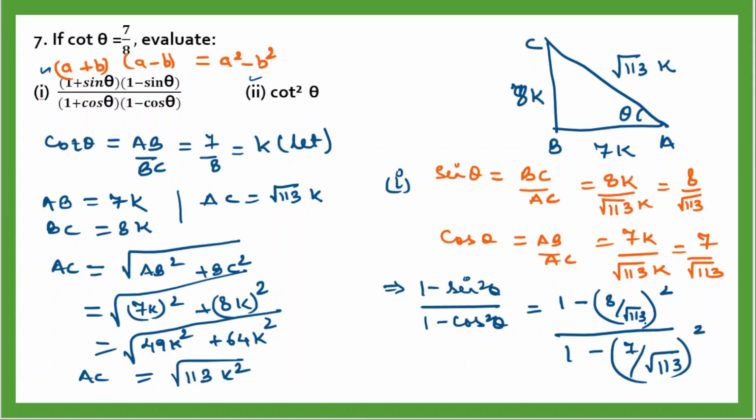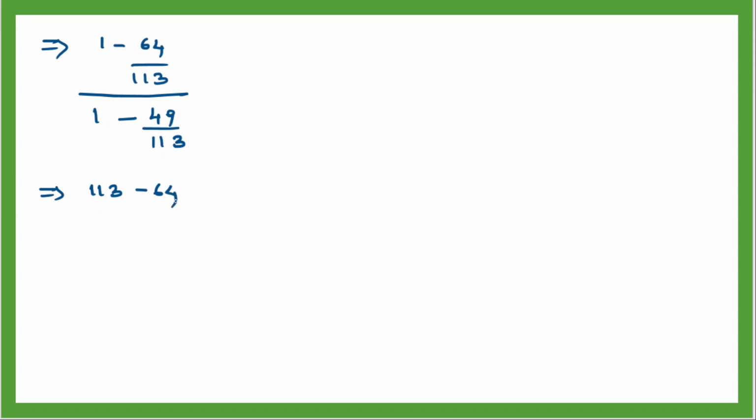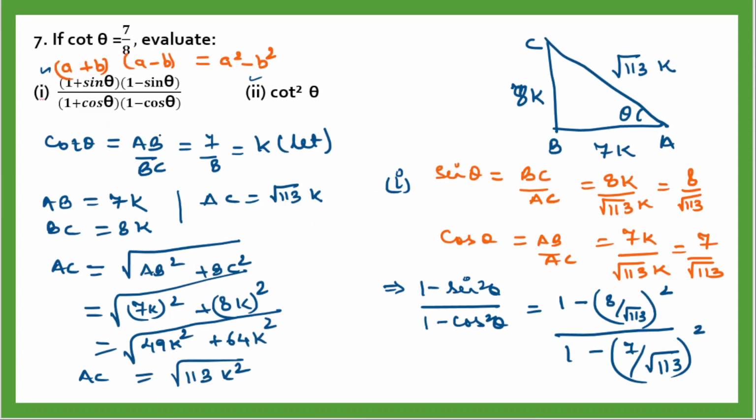Now we have to solve this. So it is equal to 1 minus 64 divided by 113 divided by 1 minus 49 divided by 113. So you can easily write it as 113 minus 64 divided by 113 minus 49. So it is equal to 49 divided by 64. So this is the way you can calculate your first part.